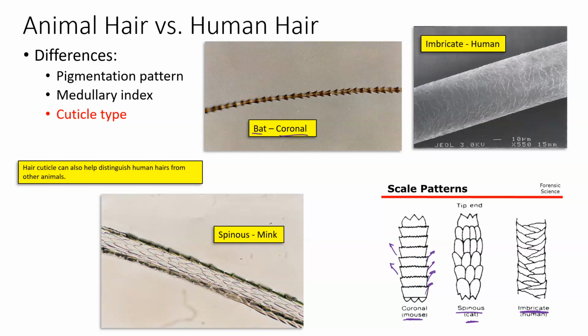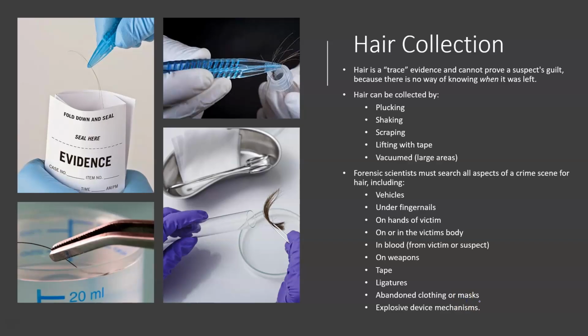And so when you look right away, if you see anything that looks kind of like snake scales, it is spinous, that is animal. If you see something that looks kind of feather-like, it is coronal, that is also animal. If you see something that looks very, very smooth, okay, virtually smooth with just a little bit of ridge detail, that's what we call imbricate, and that is the human scale pattern.